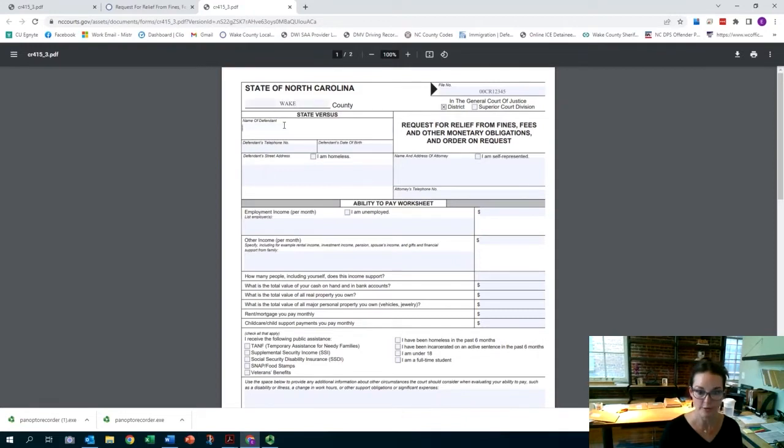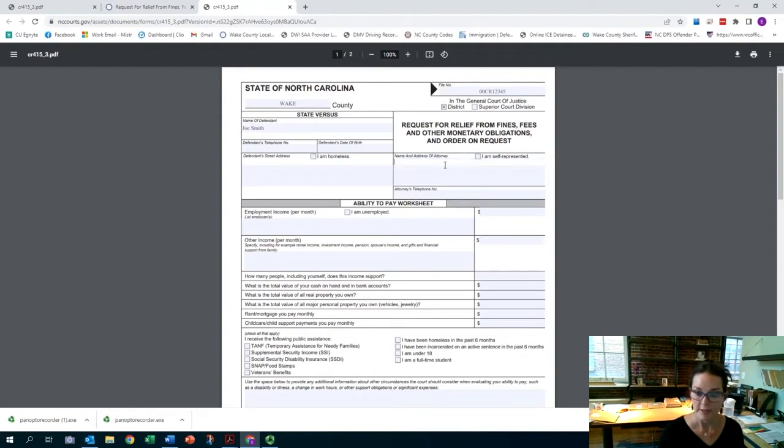Next, you're going to tab down. You're going to fill in the name of the defendant, Joe Smith in this case. You're then going to complete the defendant's telephone number, date of birth, and street address. This information is very helpful in that any notice regarding a hearing is going to be mailed to this street address. If you do not have an address, then you can check the box for I am homeless.